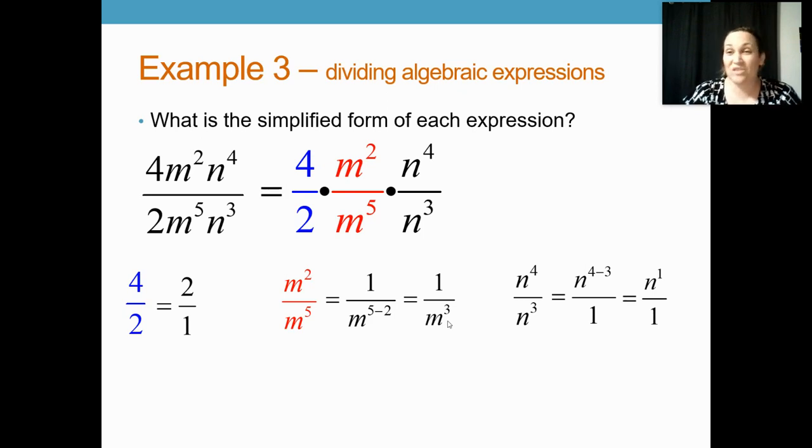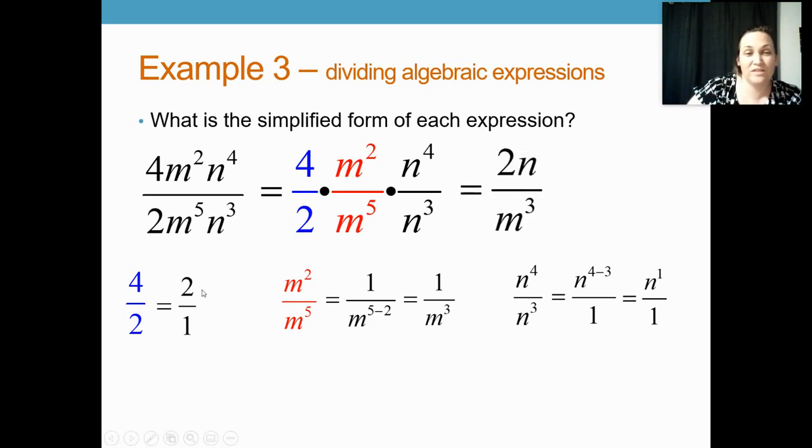Now I just need to take those 3 parts and put them all together in a single fraction. I do need to make sure that everything stays in the same spots, and any of the ones don't need to be written down. So for my final answer, I'm going to put this 2 on top. This m to the third will stay underneath. And this n to the first, which is just the letter n, is going to go on top as well with the number 2 that was already up there. And so my final answer for this problem is 2n over m to the third.